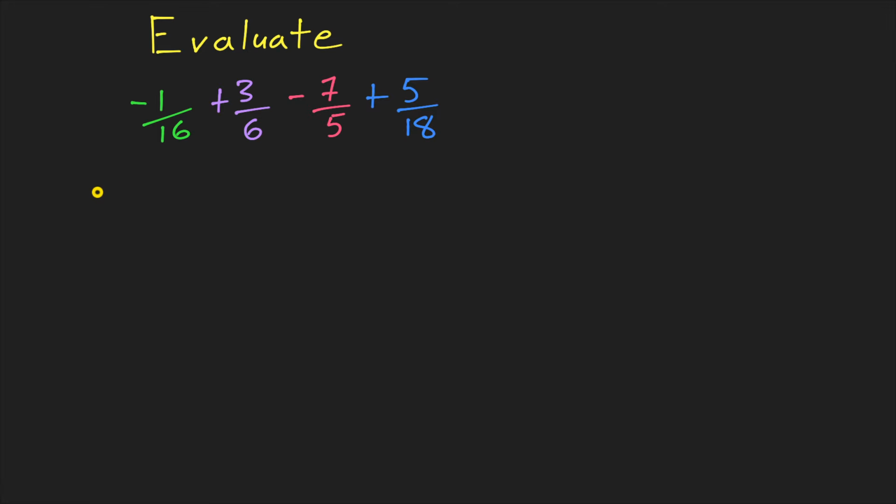How do you add or subtract multiple fractions? So how would you evaluate this expression that contains 4 fractions that have to be added and subtracted amongst themselves?